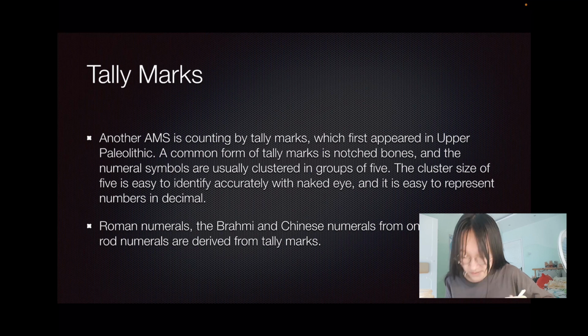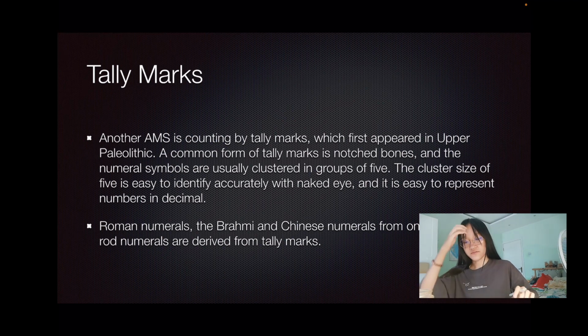So basically, a tally mark is just those scratches and knots on a stone or on a bone, or we just draw it on the wall of the cave. Roman numerals, the Brahmi and Chinese numerals from 1 to 3, and rod numerals are derived from tally marks.